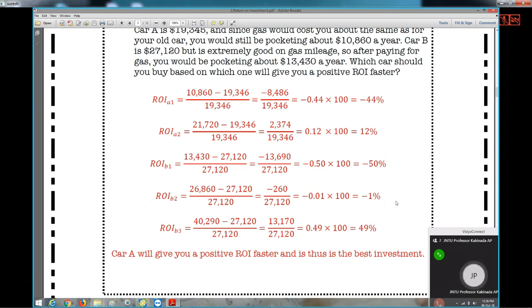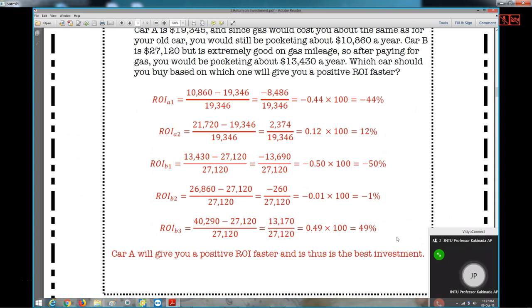Return on investment for car B at the third year, that is you bagged $40,290 minus the investment of $27,120, divided by $27,120, which is equal to 49%, which is positive. So at the end of the third year, car B is going to have a gain of 49%. So you are moving into profits when compared with the losses.